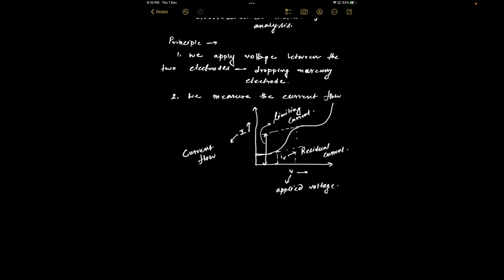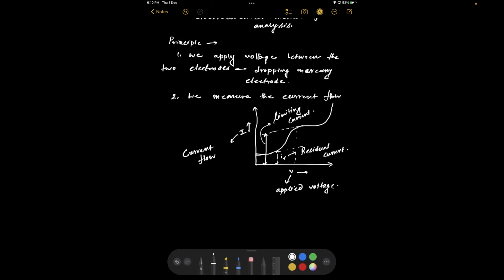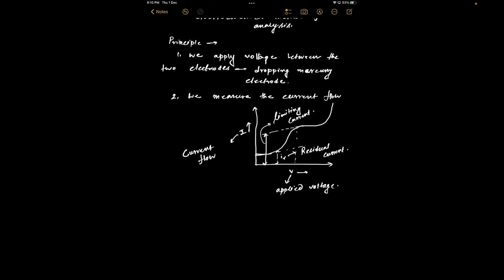And the difference between the limiting current and the residual current, this difference, we call it diffusion current. So ID, we call it diffusion current.